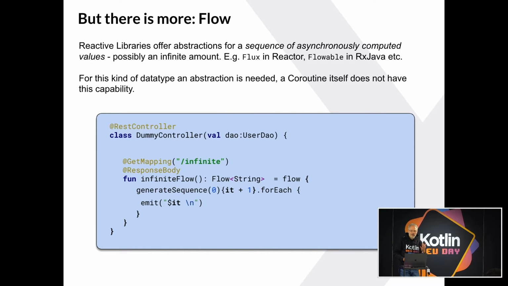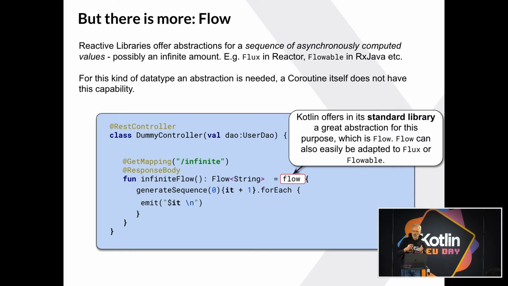What we haven't talked about is another abstraction you cannot solve with coroutines. This is the one where you have a sequence of asynchronously computed values, reactive streams. There you need an abstraction. Kotlin offers this one, which is Flow, comparable to Flux in Reactor, Flowable in RxJava. And the nice thing about this one is that it's part of the standard library. So once you learn Flow, you learn it once and you can use it no matter which reactive toolkit you use. And also Flow can be nicely adapted to all these different reactive frameworks.